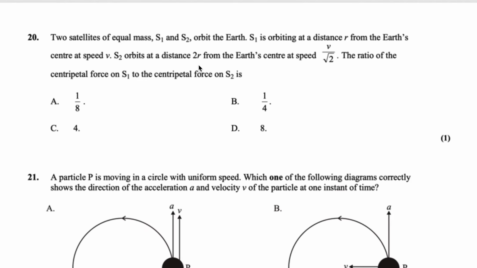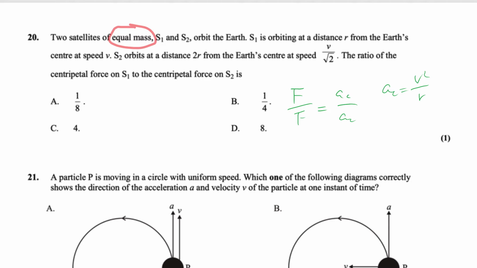For question 20, they ask you the ratio of the centripetal force on S1 to the centripetal force on S2. Centripetal force divided by centripetal force, and the two satellites have equal mass. Equal mass just means it's the centripetal acceleration divided by the centripetal acceleration.